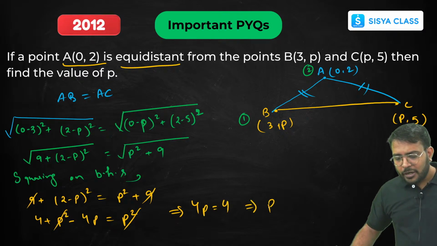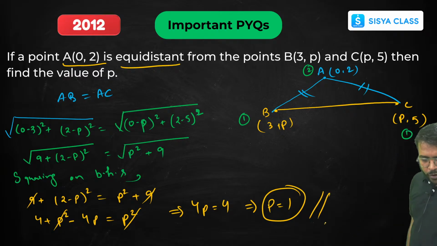From here we get the value of p is going to be 1. The value of p is going to be 1, beta, not 9. Please get your mistake corrected and verify.